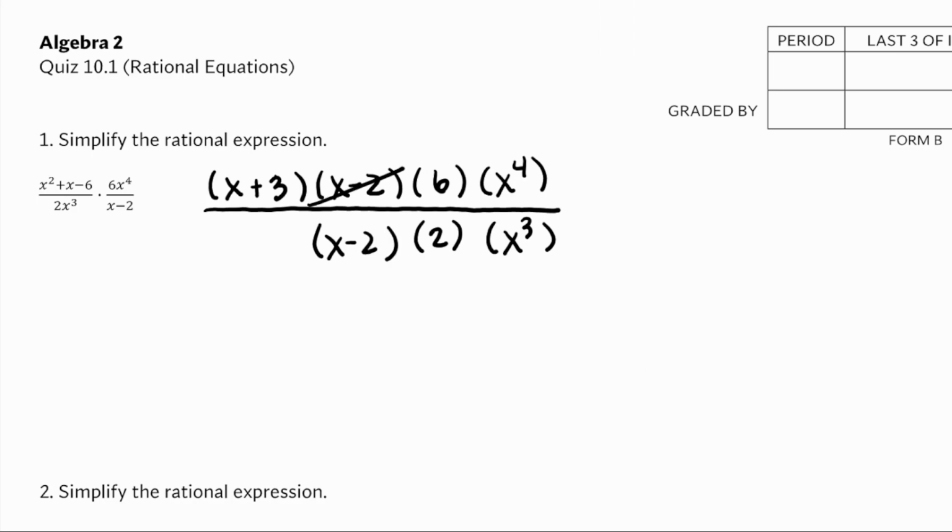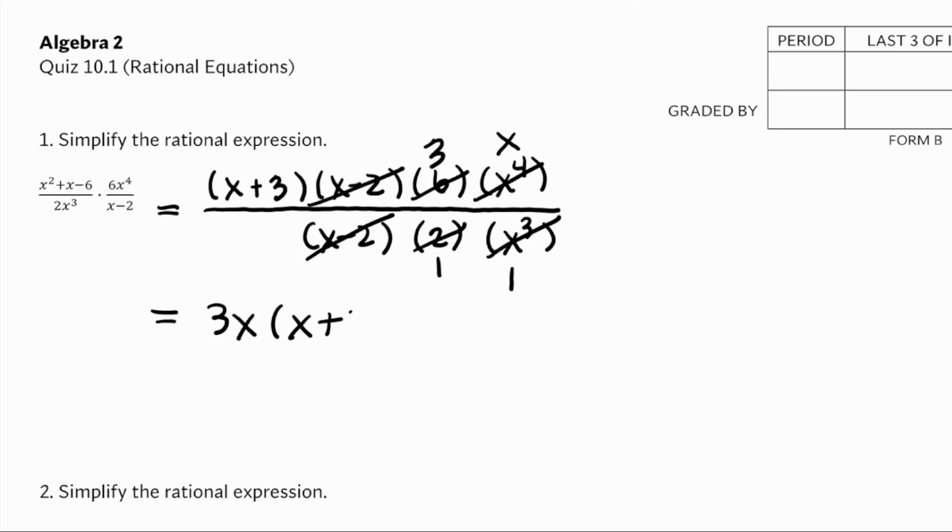So I'm going to cancel off the x minus 2's. I can say 6 divided by 2 is the same as 3 over 1, and x to the 4 divided by x cubed is like x over 1. Right? Subtract the exponents. So really what I've got is a 3x. I don't understand why these things are just disappearing on me, but a 3 and an x multiplied by x plus 3, all divided by 1. Well, that's just no need to divide by 1. Or I could distribute it if I wanted to and call that 3x squared plus 9x.